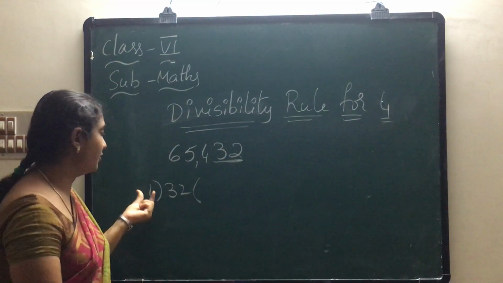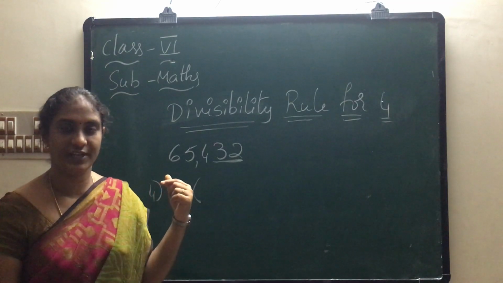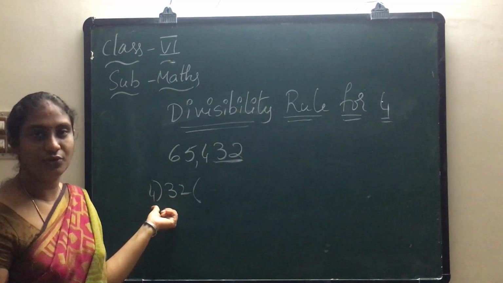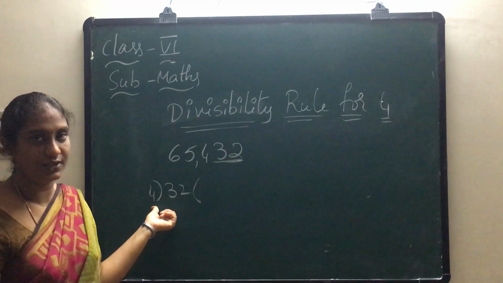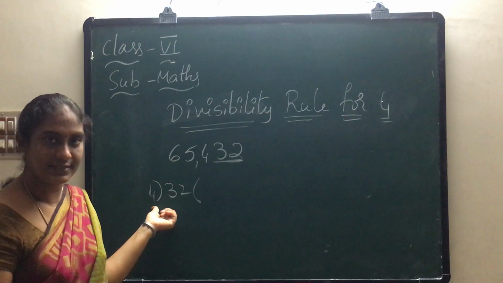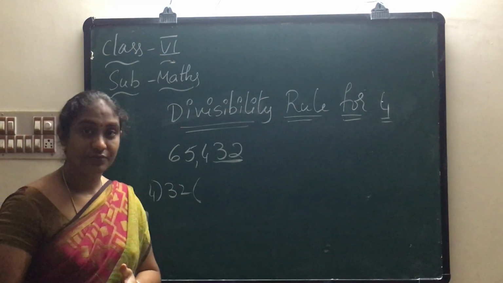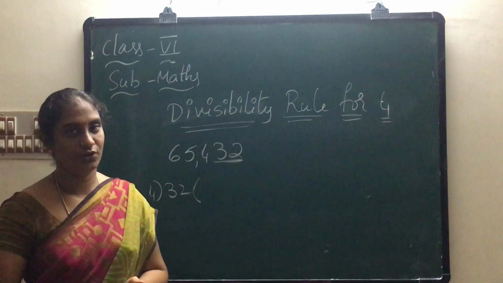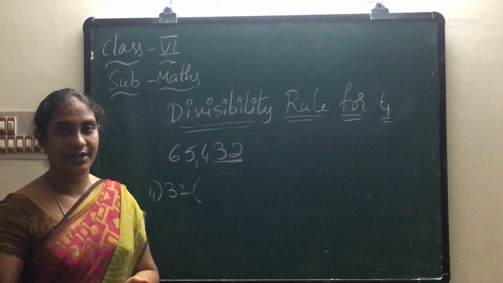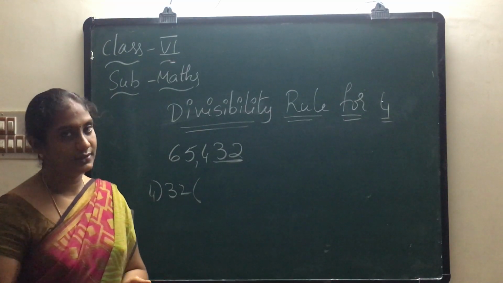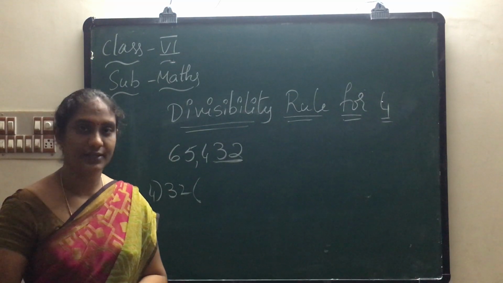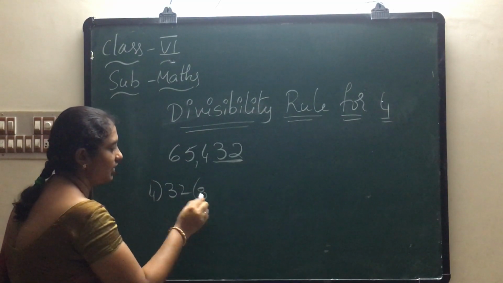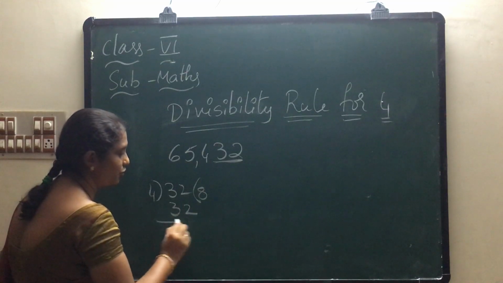Yes or no? In the 4 table, how many times do you get 32? 1 4 is 4. 2 4s are 8. 3 4s are 12. 4 4s are 16. 5 4s are 20. 6 4s are 24. 7 4s are 28. 8 4s are 32. How many times did you get it? 8 times. So 8 4s are 32.